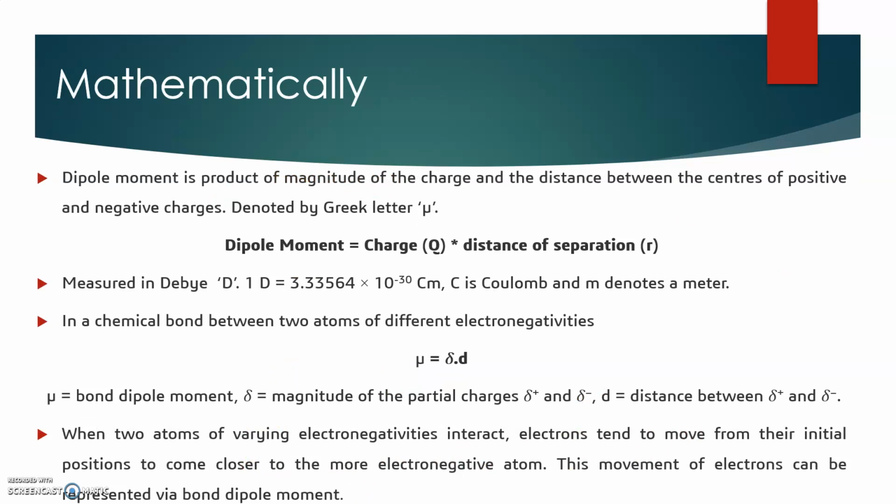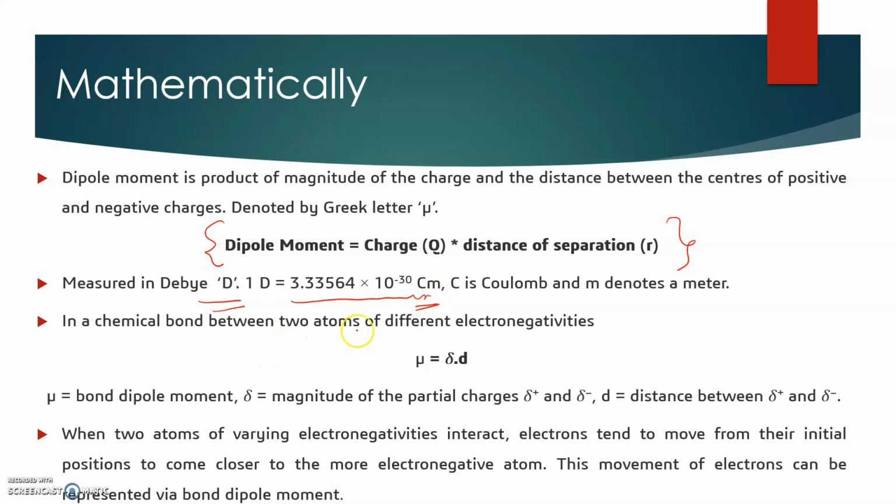Mathematically, if you want to calculate the dipole moment, it is given by this particular formula. Dipole moment is equal to charge times distance of separation. We will look into it further in the next slide. And the SI unit of measuring dipole moment is the debye, where 1 debye is given in this particular value of coulomb meter. Here C denotes coulomb and m denotes meter. This is not centimeter, this is coulomb meter.